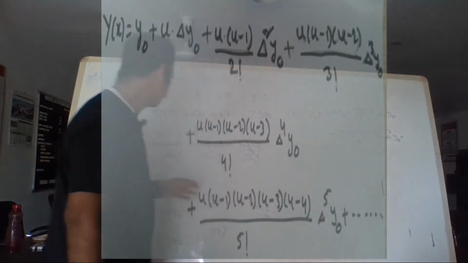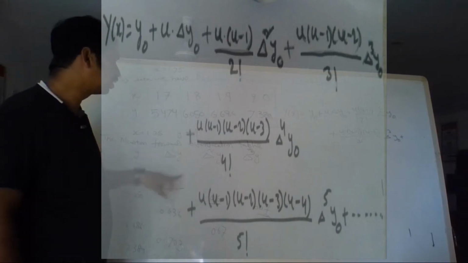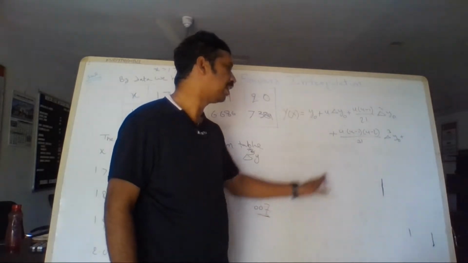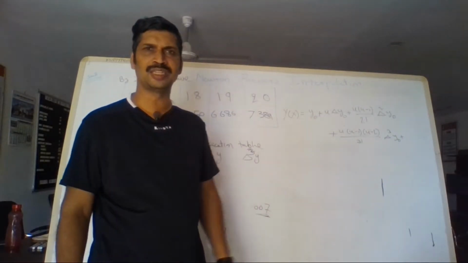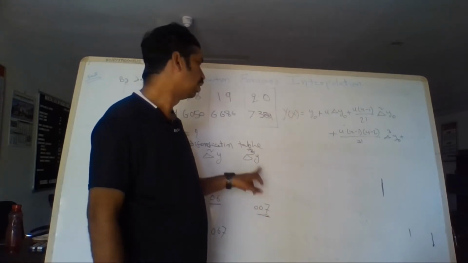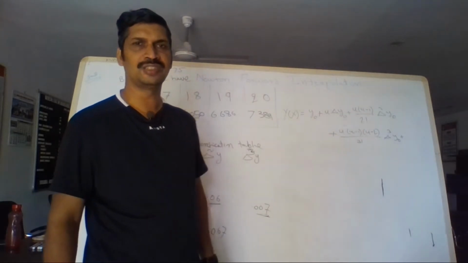In this one, this is the y naught value. This is the delta y naught, delta square y naught, delta cube y naught, and delta 4 y naught. All the higher terms are equal to 0. What is the delta cube y naught? 0.007. What is the delta power 4 of y naught? 0. Delta power 5 of y naught is 0.